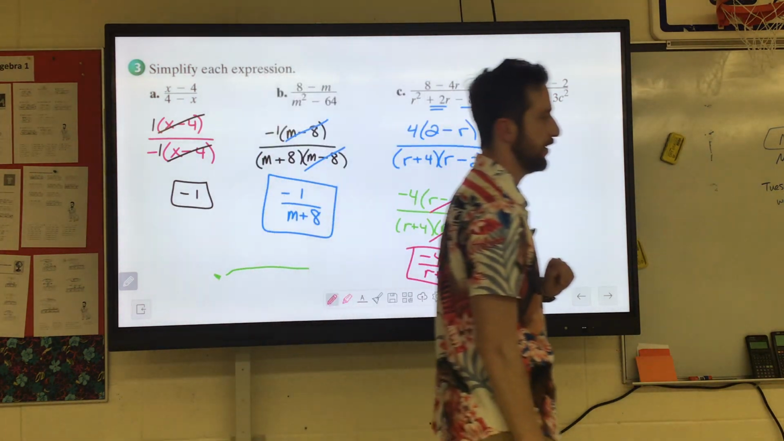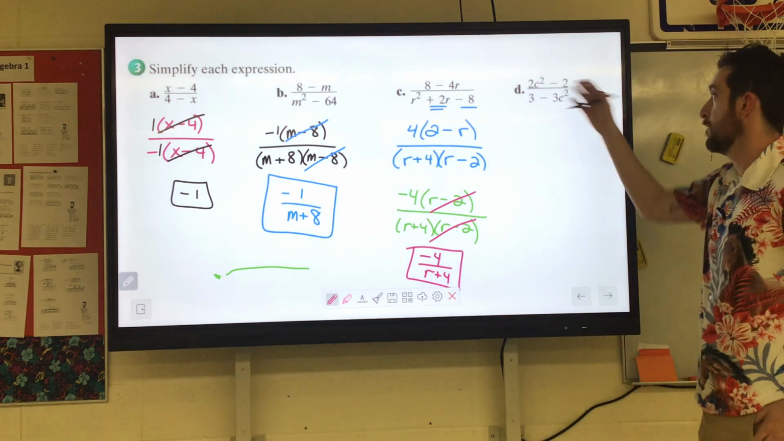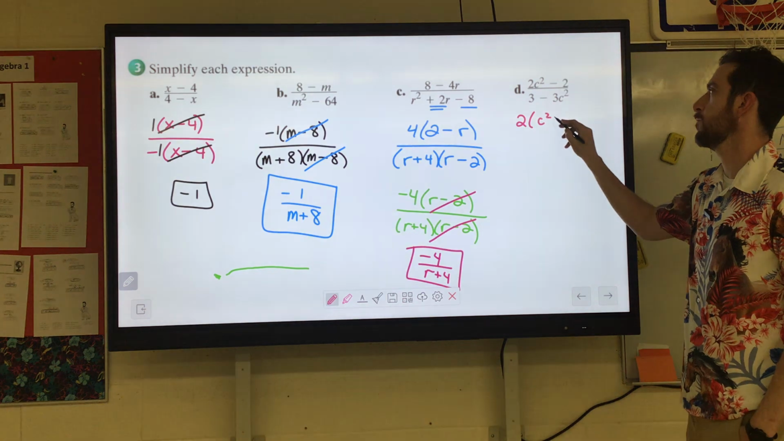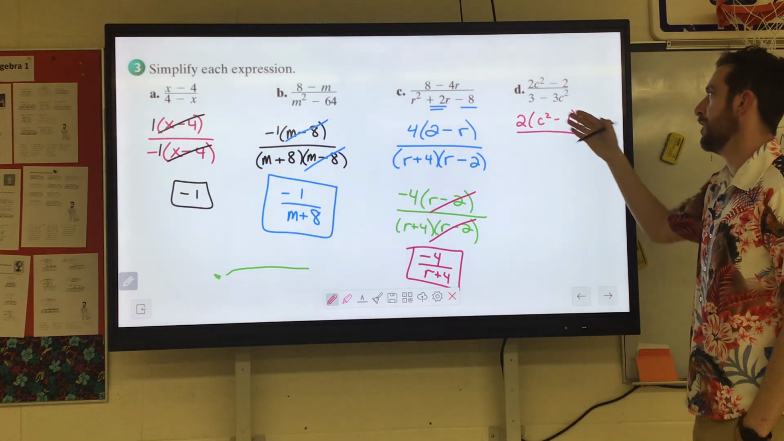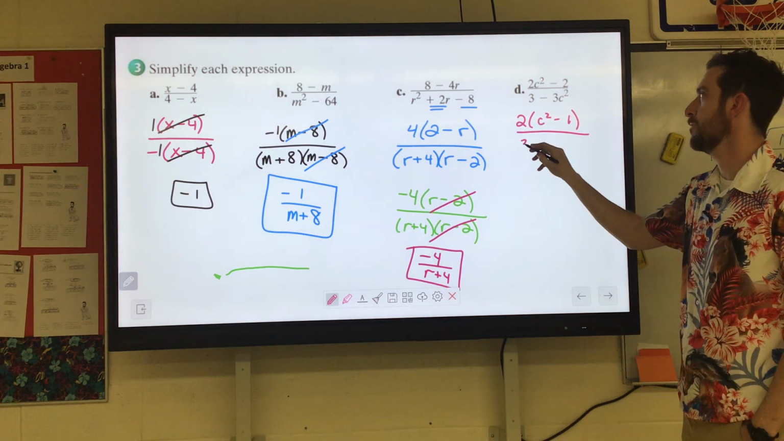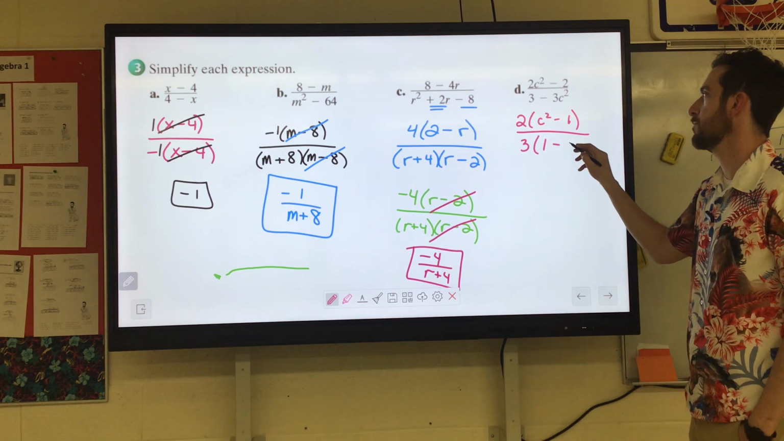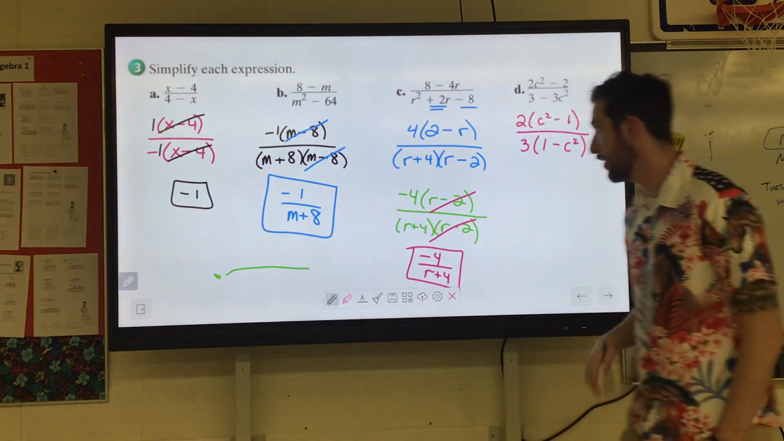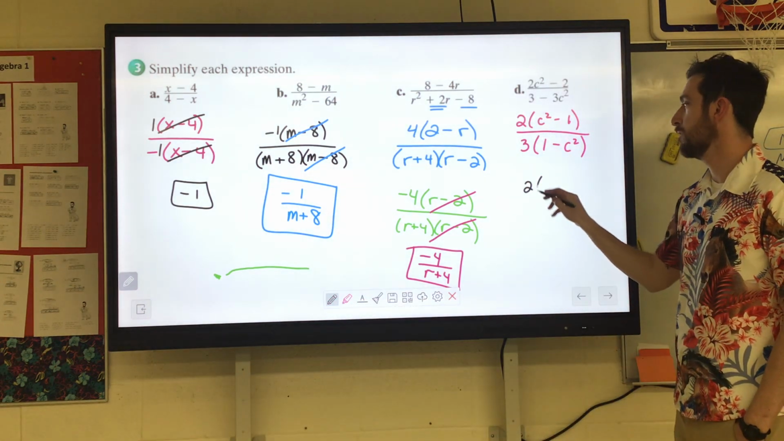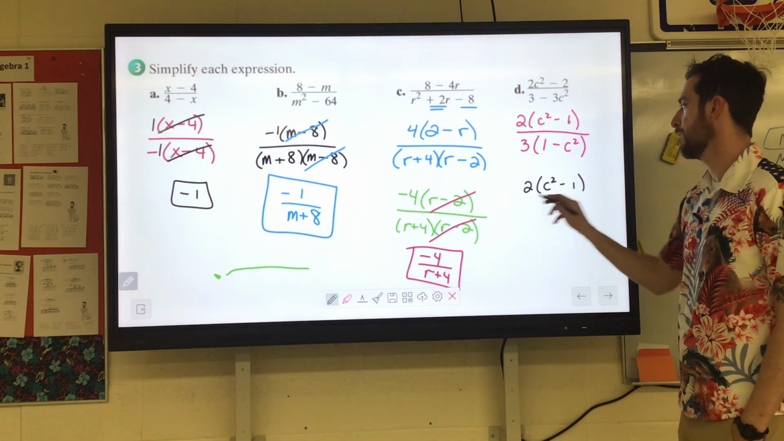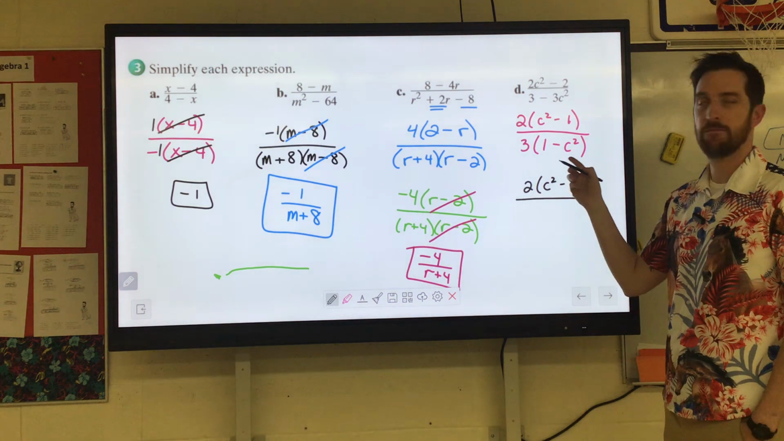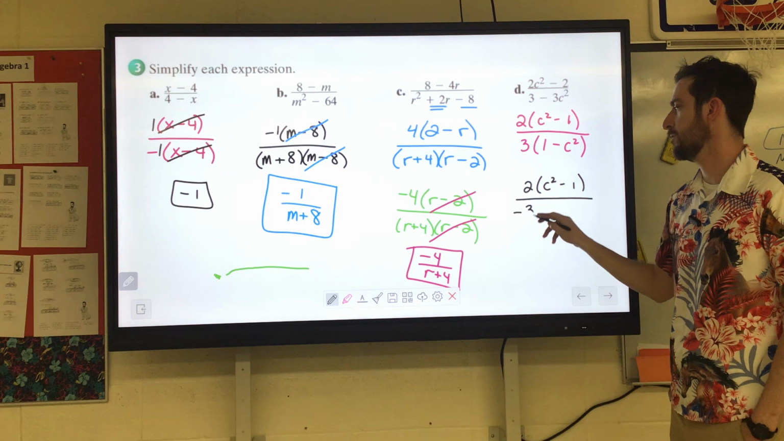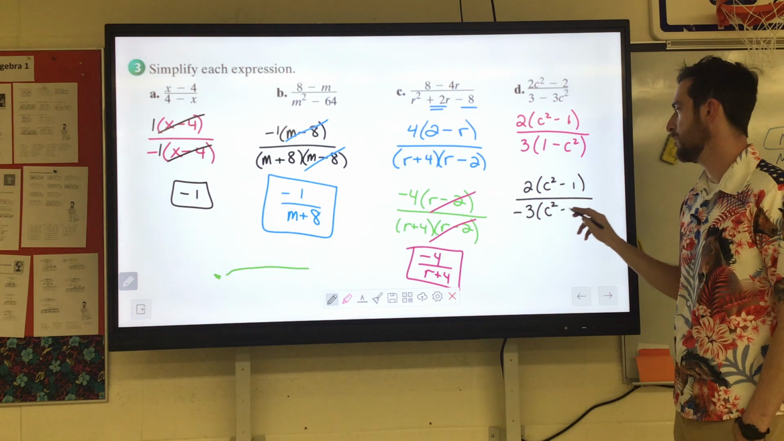Look at our numerator here on D. They're both divisible by 2. So we have 2 times c squared minus 1. The denominator, they're both divisible by 3. 3 times 1 minus c squared. Very similar to c squared minus 1. We're going to have to flip the order. So to do that, we just factor out a negative 1. We'll just put the negative sign in front of the 3. So now it'll be negative 3 times c squared minus 1.